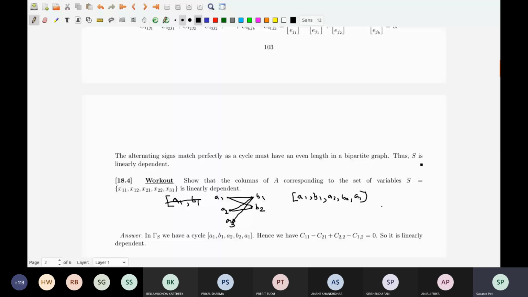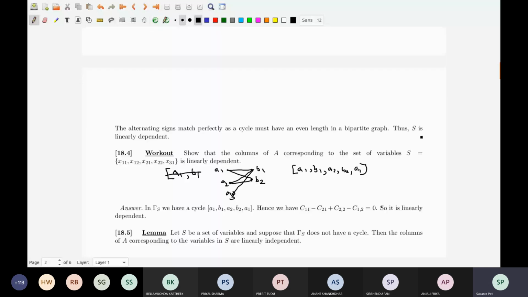Otherwise, you can simply write down their columns themselves, and then this plus minus this one is going to be 0. Okay, so I am talking about the converse.